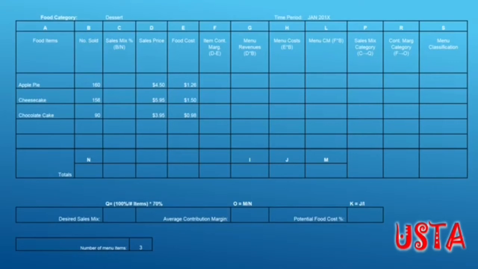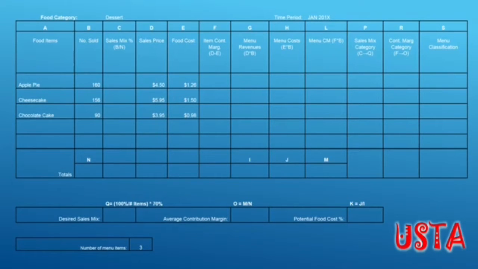So we have a form here for desserts, changing up the category. It's going to be for January, the time period, and now we're going to list our menu items. Keep it simple, and we put three on here: apple pie, cheesecake, and chocolate cake. The number sold for the month of January, we have that amount in there, and we have the selling price and the food cost from each one of these items. Okay, so with that information, we can then go through this and figure out the rest of the form.